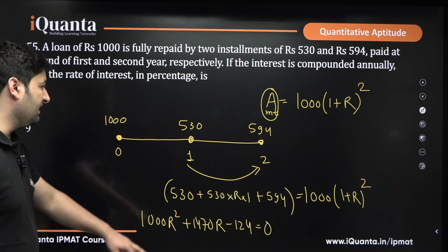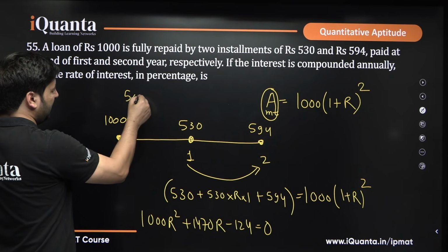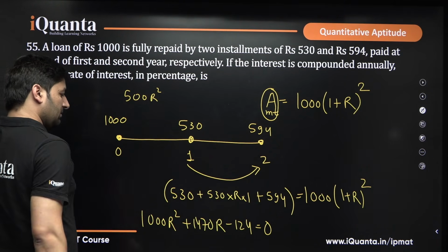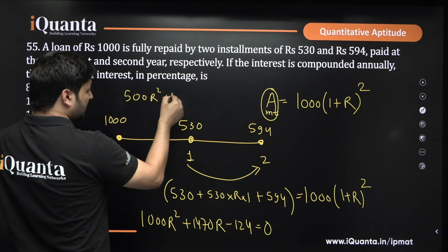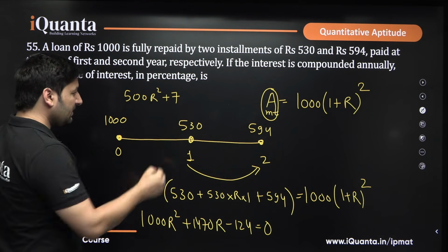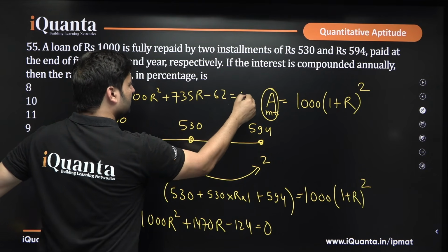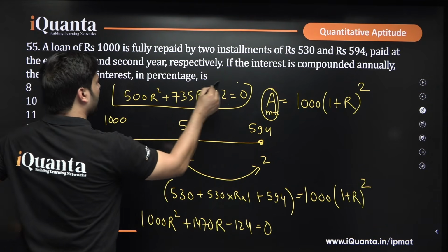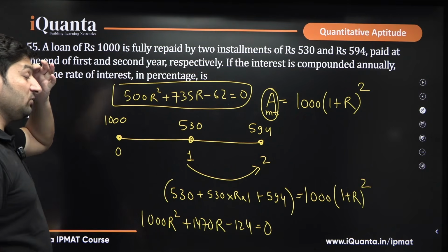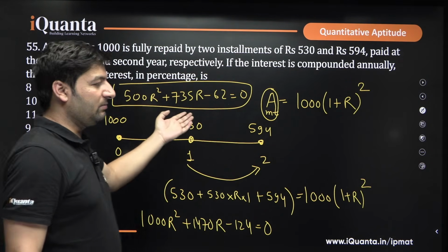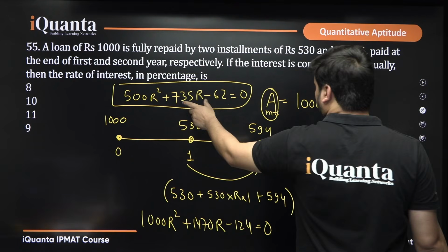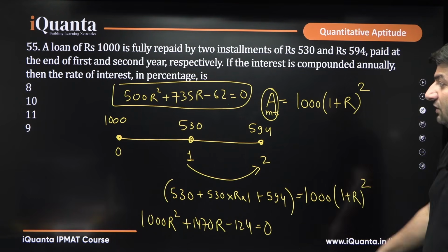You can further cancel it by 2. So, you can get 500 r square plus 735 r minus 62 equal to 0. At this point, you have a quadratic equation which is very complex, not so easy to factorize. So, now you can take the help of the on-screen calculator, where you will be finding out the value of r.